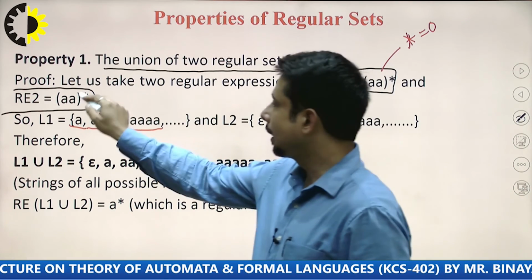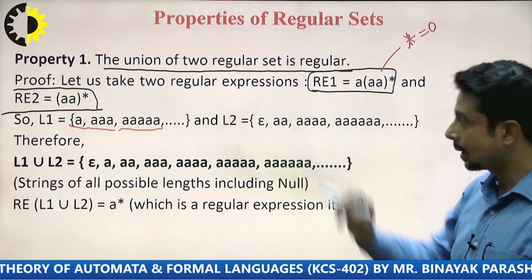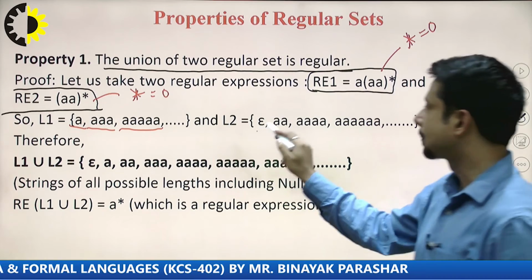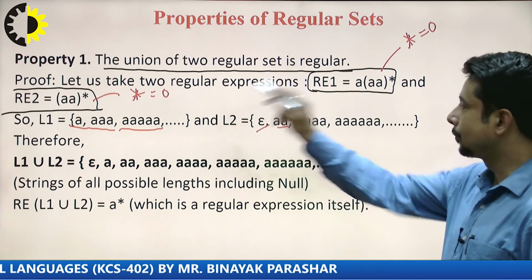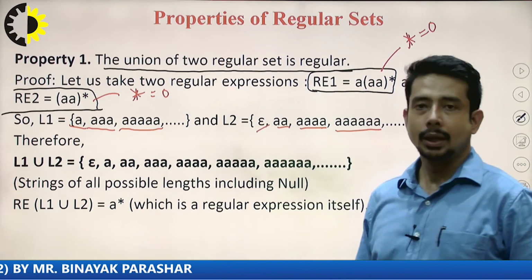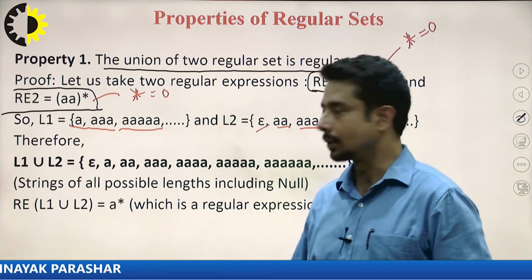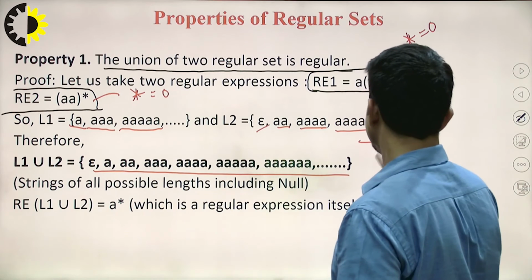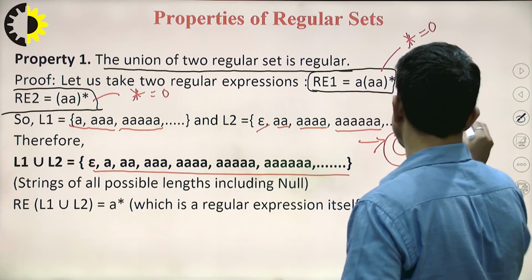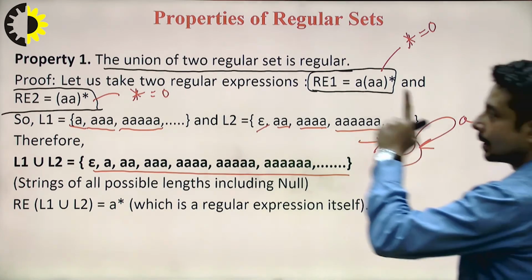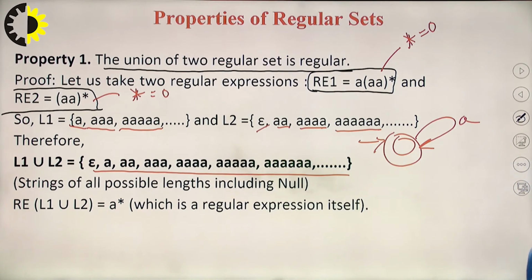Language 2 says A whole to the power star. This means if the asterisk becomes 0, then it will become epsilon. If 1, then A. If 2, then 4 times A. If 3, then 6 times A. Now, if we merge these two things, it will give you a particular regular expression, which is this one. Correct? Therefore, for this language we can make a finite automata, and therefore this is a regular expression. And finally, we can say that the union of two regular sets gives you a regular expression.